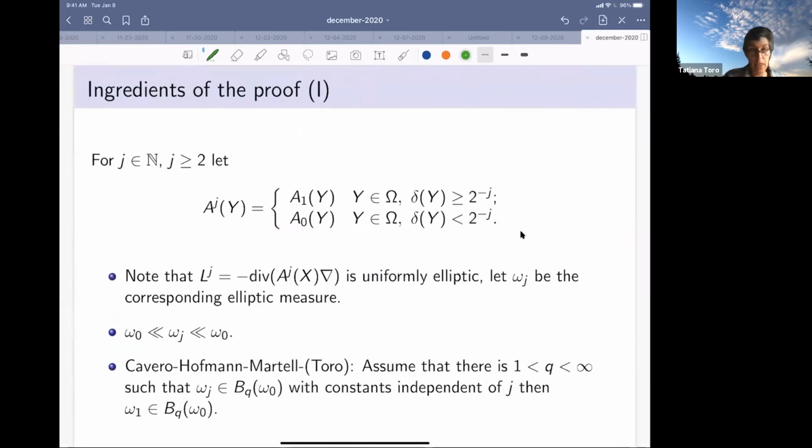So what we do is the key of the argument, and it's carried out in two different papers, one with me, one without me. It assumes that we can find a Q such that omega j belongs to B_Q of omega 0 with constants that are independent of J. Okay, and then we let J go to infinity, and then it should be converging to omega 1. So how do we achieve this bullet over here? Okay, the third bullet, sorry.